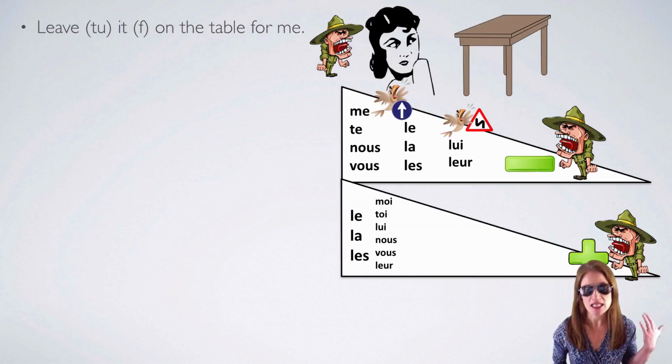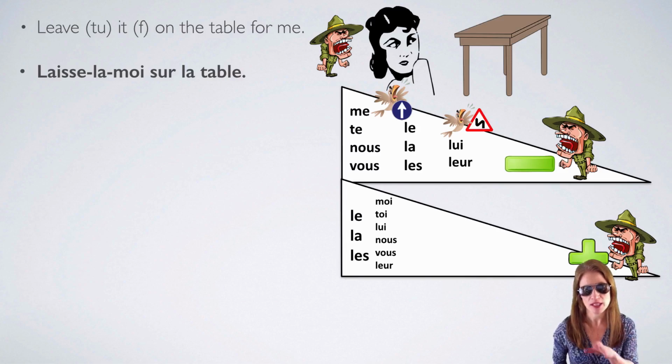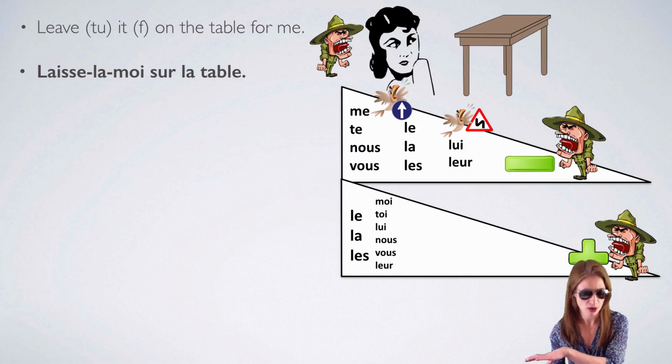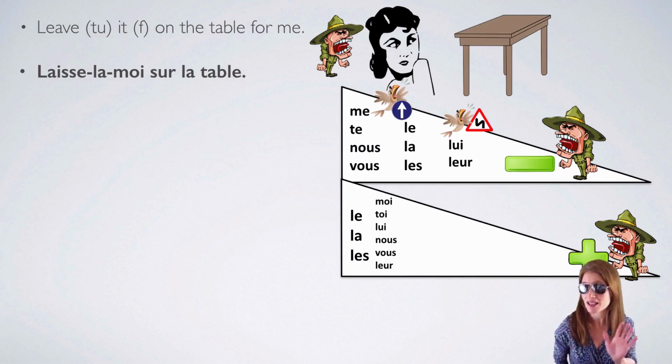How would you say, leave it on the table for me, addressing tu, it is feminine. Laisse-la moi sur la table. So you could say, laisse-la sur la table pour moi. You could say that. But a lot of French people, here's an example of saying for me rather than to me, would say laisse-la moi. Get used to the sound of it. Laisse-la moi, laisse-la moi.